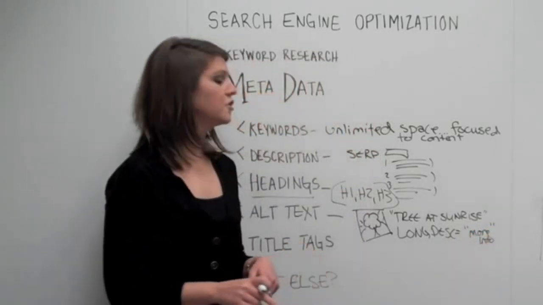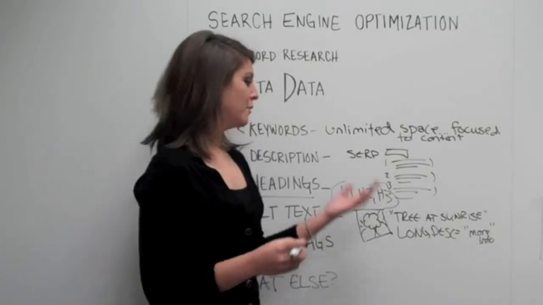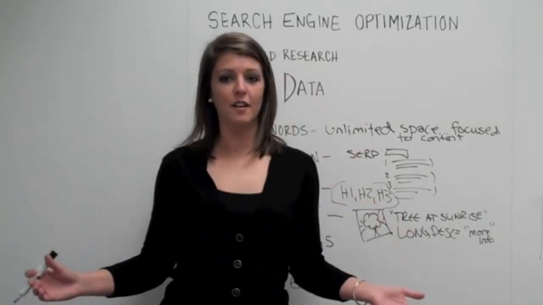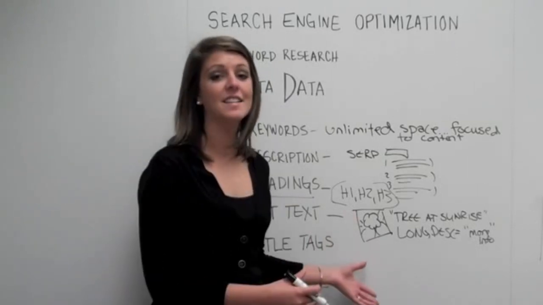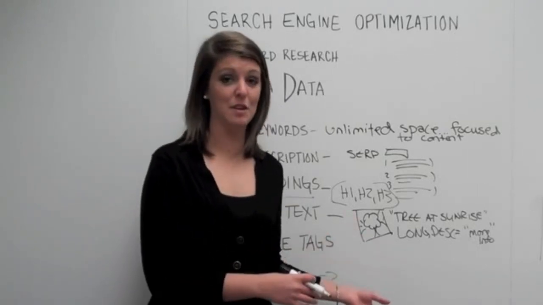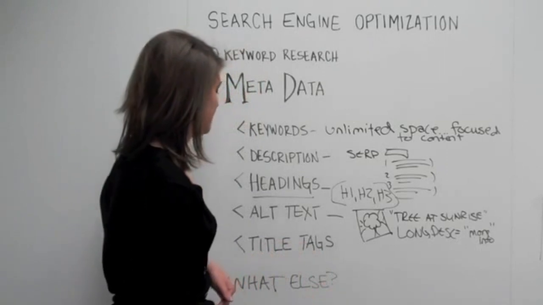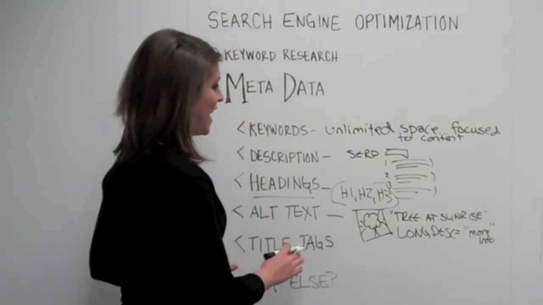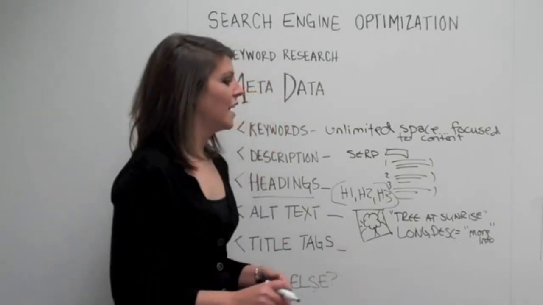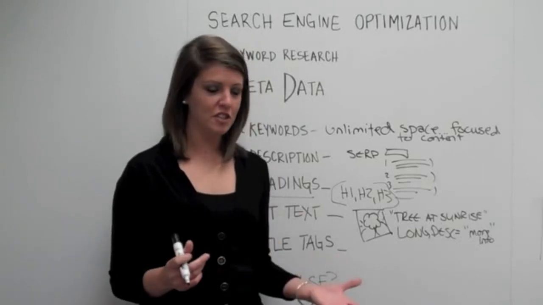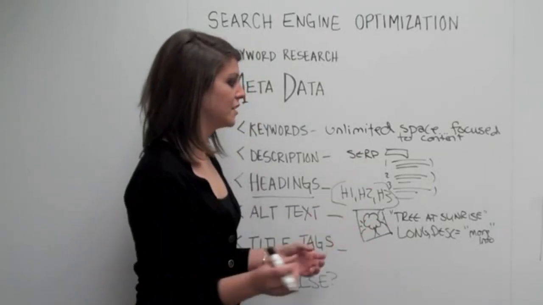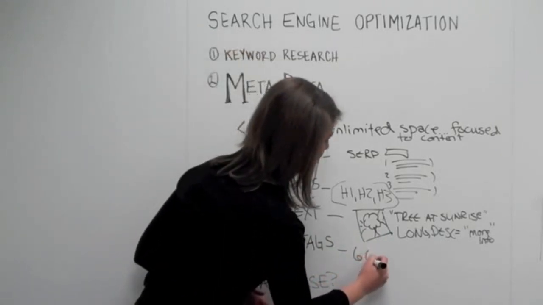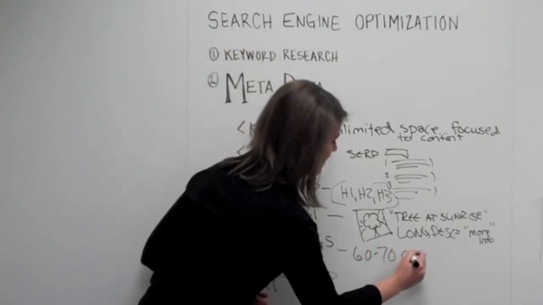So maybe this is a tree at sunrise right before a rainbow appeared over the Grand Canyon. That would be where you can add content that would maybe connect that image specifically to the content on your page. Title tags. This is a big one. A lot of the search engines will use different lengths of title tags, but you want to keep your title between 60 to 70 characters.